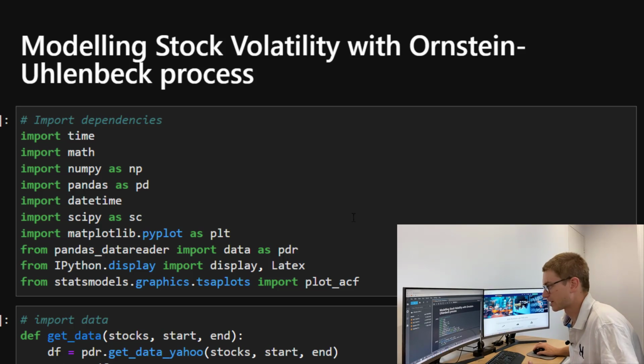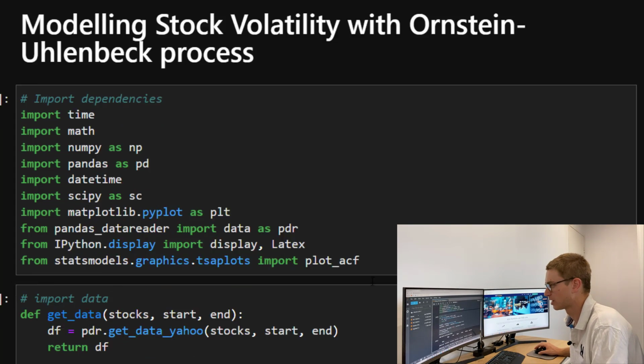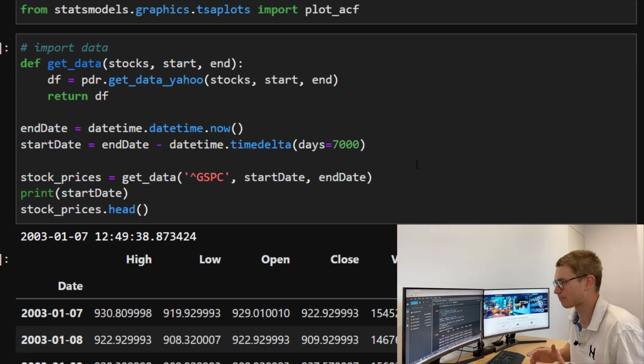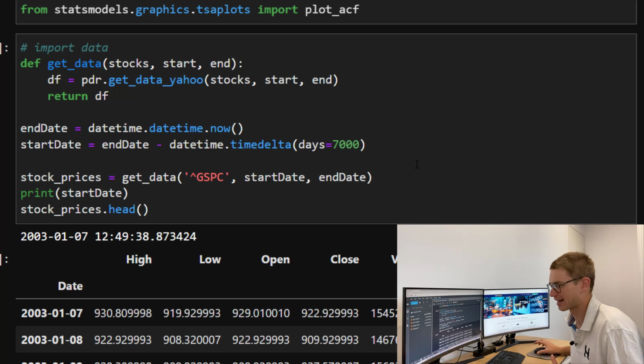So importing the dependencies, we've got time, math, numpy, pandas, datetime, scipy, matplotlib, pandas data reader, and from the stats module, we've got this plot ACF function. The data we're going to import is the S&P 500 since 2003.